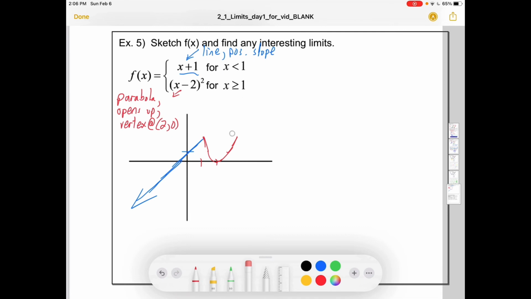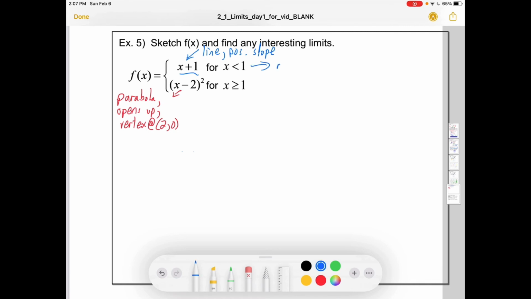So rather than make the whole graph for both parts, what I'm going to do is draw a line only up to sort of the split point. And the way to do this nicely is to figure out where that split point's going to be. So on this graph, it will sort of pass off to being a parabola at 1. So if I put 1 into this function, what will I get? I'll get 1 plus 1. I'll get 2. Okay. So that's where the pass off is.